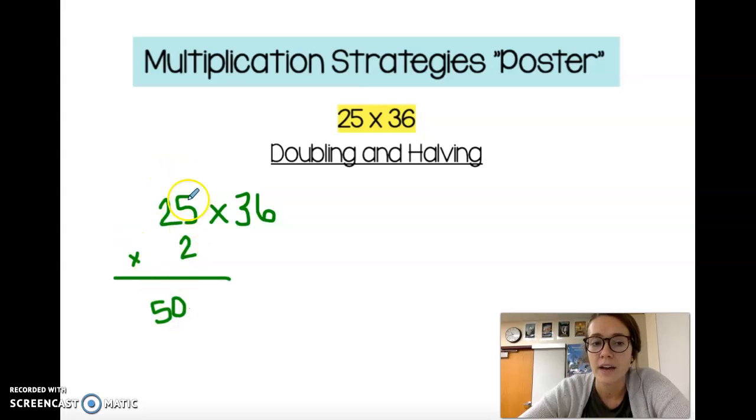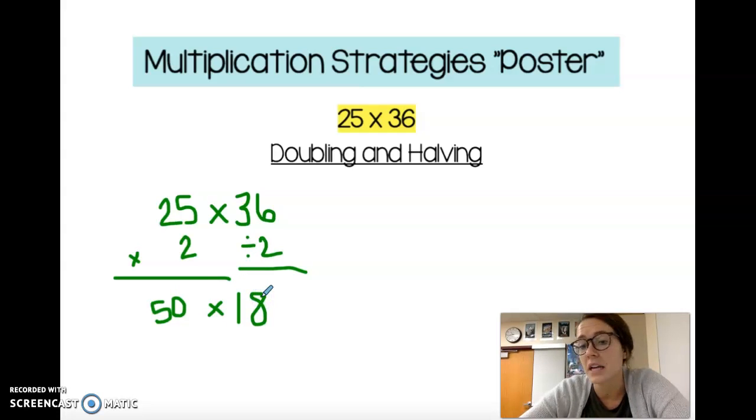If I double this half of the equation, I have to half this side of the equation to keep it balanced or keep it to the correct product. So 36 divided by 2 is 18. So here's my new equation. Now, this still isn't simple enough for my taste. I would like to make it even simpler.